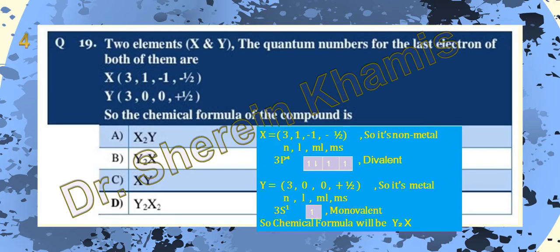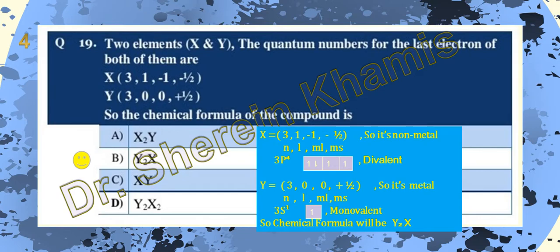So the chemical formula will be, we will make an exchange here. We start with the metal, the monovalent Y, and the non-metal divalent X. So we exchange the valences. The chemical formula will be choice B, Y2X. This is the right answer, Y2X.